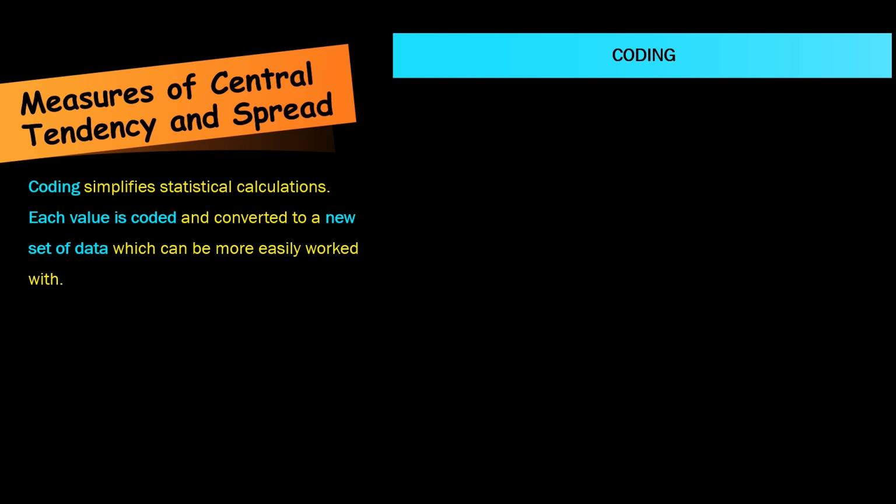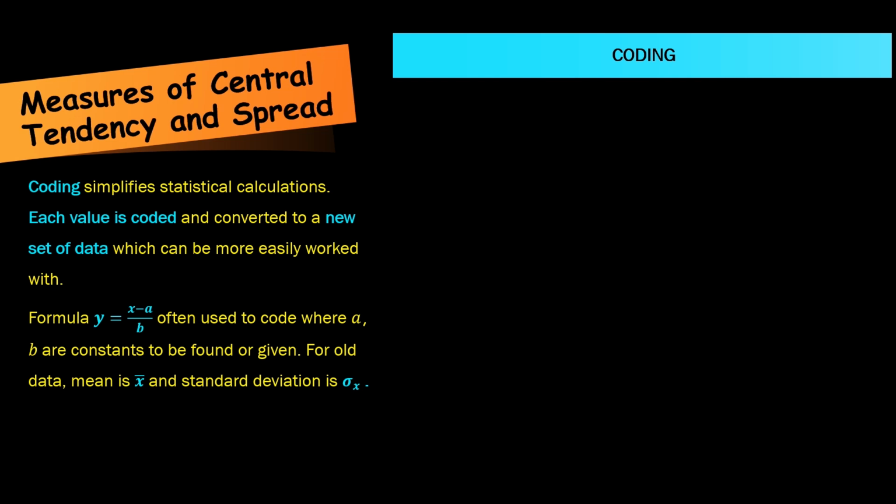Each value is coded and converted to a new set of data, which can be worked with more easily. The formula y equals x minus a all over b is often used to code, where a, b are constants to be found or given.